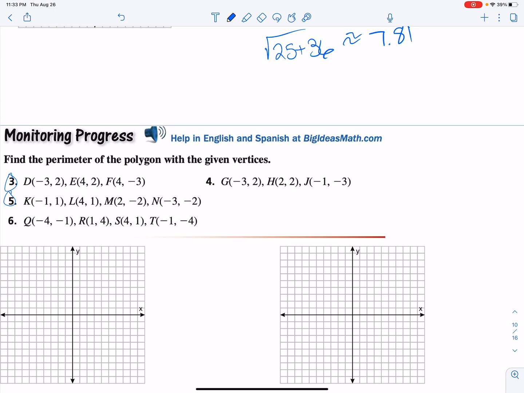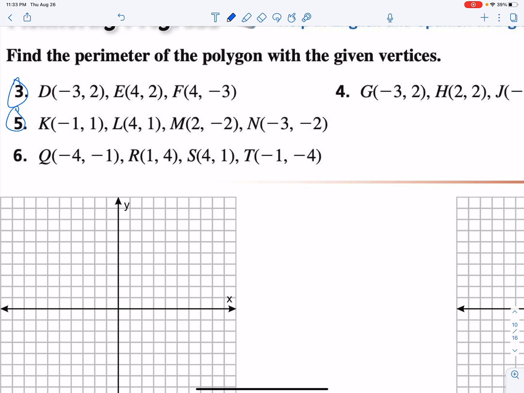Okay, so on the first one, we have -3, 2. Pardon the noise in the background. On the next one, we have 4, 2. And on the last one, we have 4, -3. So we look and we see that we can count 2 of our segments. We're going to have to run the distance formula on, let's see, what segment is that? So that was D, that was E, this is F. So on DF, we have to run the distance formula.